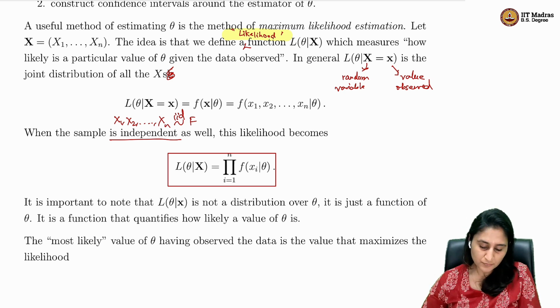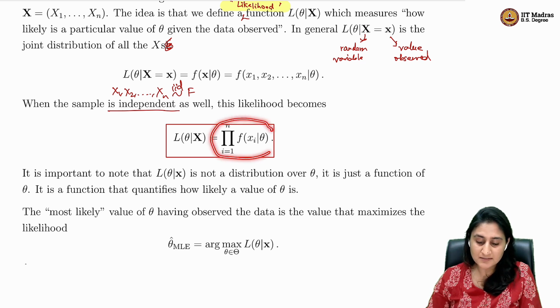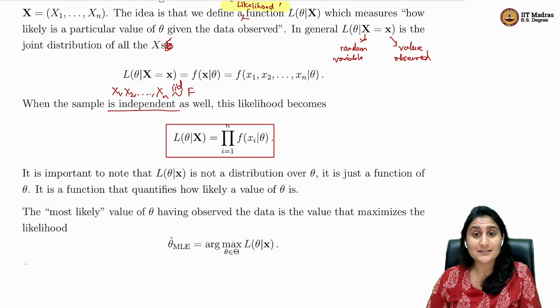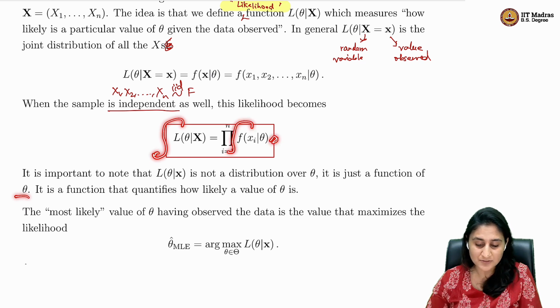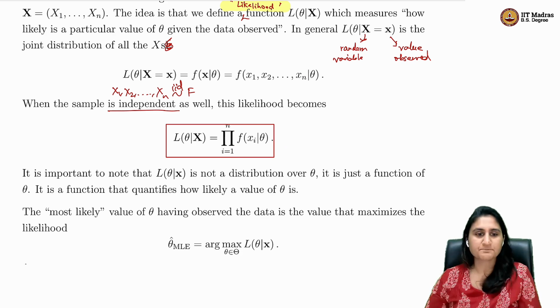It is important to note that L(theta | x) is not a distribution over theta. It's natural to see that each of these densities is a density as a function of the x's, but L is not a density and does not describe a distribution as a function of theta. It is just a function of theta. It doesn't have to integrate to 1, because we would integrate over theta if we were to, and not over the x's, which is what we do here.